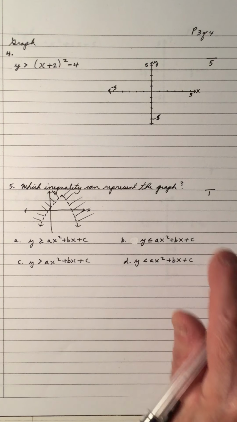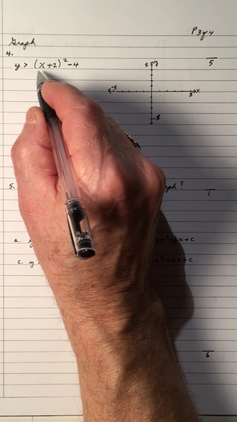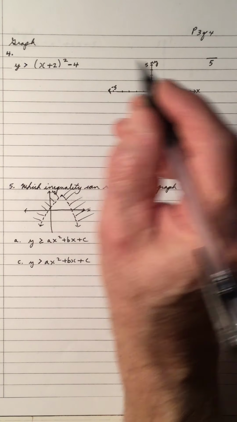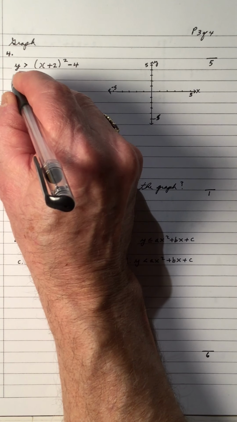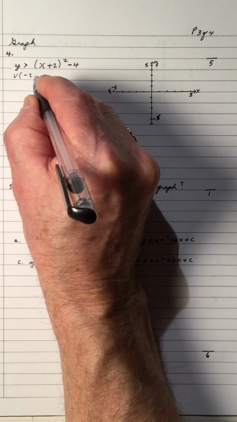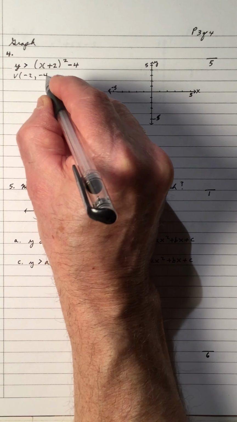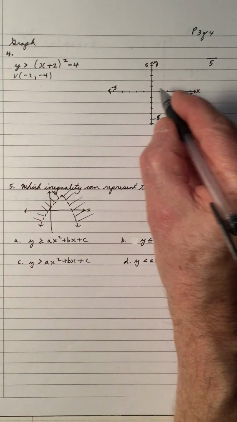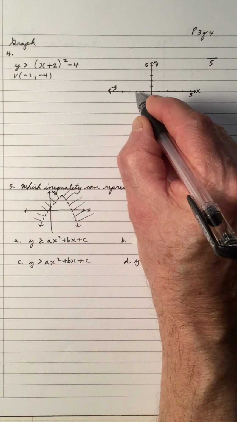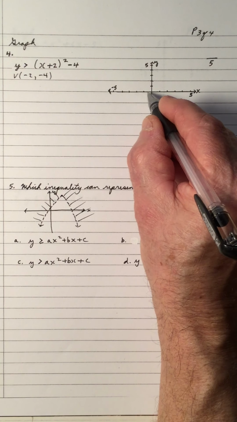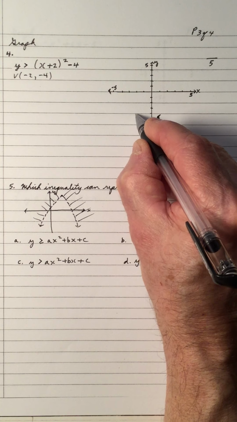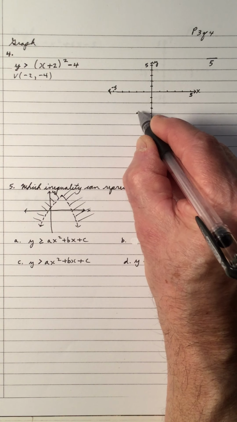It's your choice. Number 4, y is greater than x plus 2 all squared minus 4. We want to graph this. So first thing we got to do when we graph, we got to get the vertex. The vertex is opposite of plus 2 is a minus 2, comma, negative 4. And the vertex is x is negative 2, negative 4. Negative 2 on the x, and a negative 4 on the y is right there. So there's your vertex.